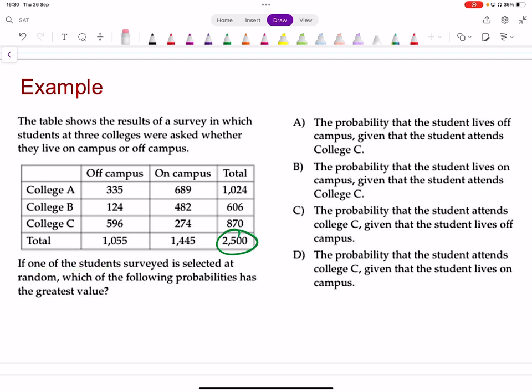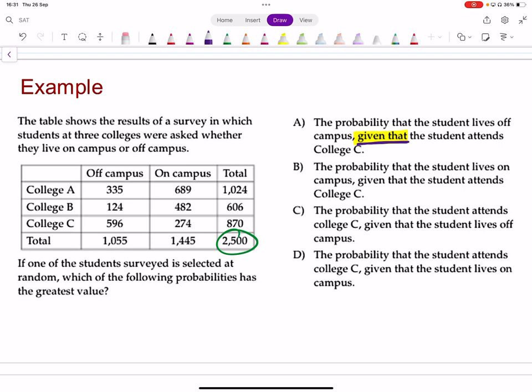Okay, probability that the student lives off campus, given that the student attends college C. Now, what does that mean? This is a very important phrase that you need to understand. We will do this in A levels as well. It's called conditional probability. But in this case, on SAT, you will get a much easier version of that. All you need to understand is whatever is given, that is going to be your denominator.